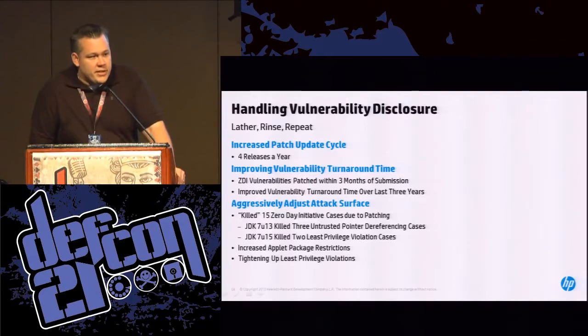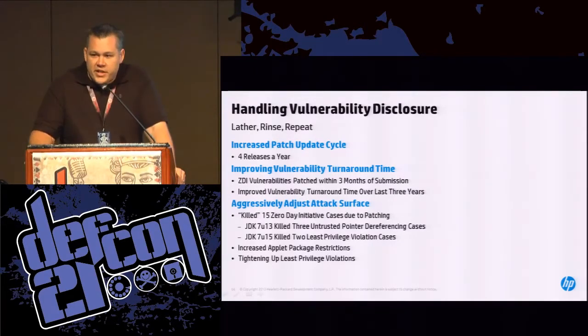They've increased their patch cycle. They release about 4 times a year, sometimes more when 0-days are discovered, but they've also made public commitments to their customers to decrease the amount of time it takes to turn a patch when a 0-day is discovered. One of the things that's not really reported very often is that they're aggressively adjusting the attack surface for Java, which we'll go over next.